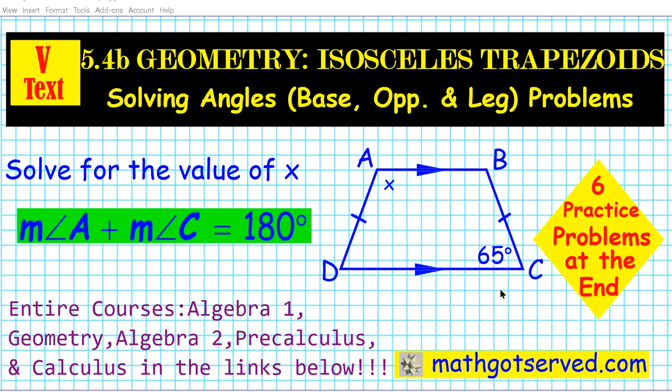So we have two opposite angles. One is given, one is unknown, and this is the formula that we're going to be using to solve it.